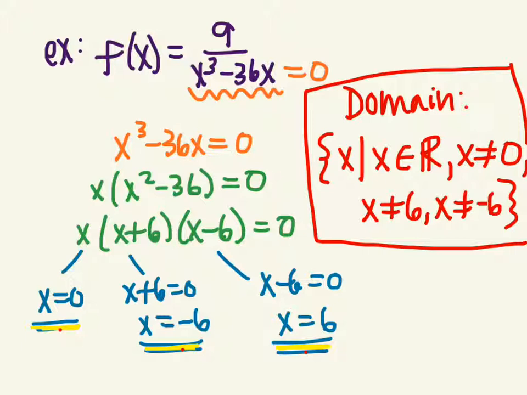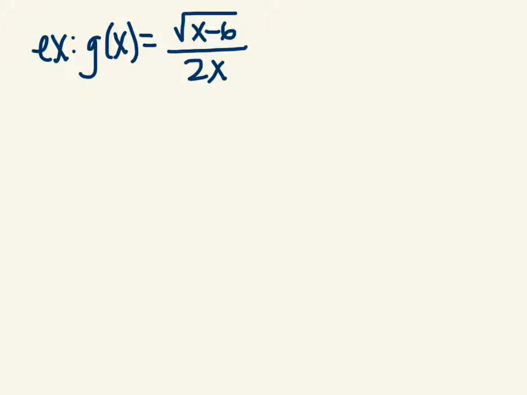Let's look at an example of one that has a radical sign in it. If you take a look at the function g of x, we have the square root of x minus 6 divided by 2x. Now, in this case, we have two potential problems. Here, we have the potential to divide by 0 in the denominator, so we need to figure out what makes that denominator equal 0 and exclude that value. So we can do that quick off to the side. So we're going to have to exclude 0, depending on what the numerator is.